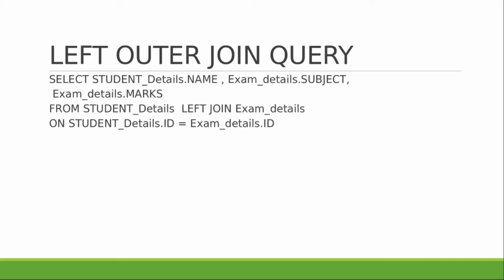Now the next one is the left outer join. If we recall the left outer join, it basically means that the intersection will be printed, and all the data that is present in the left table but not in the right table will be printed. The query goes the same, the same select statement, just the change will be in the type of join, that is from inner it becomes left. If you look at the third line, that is from student details left join exam details, and after on we'll just write the matching column.